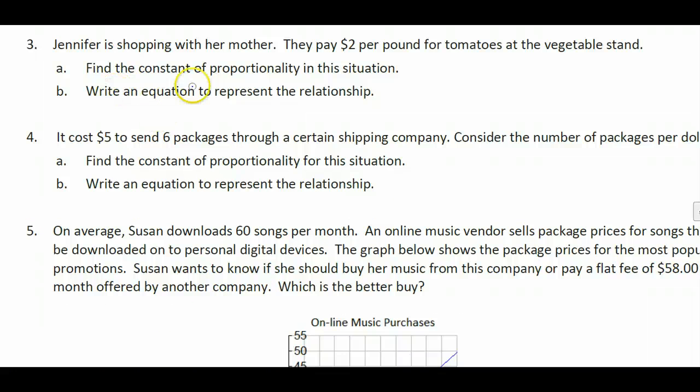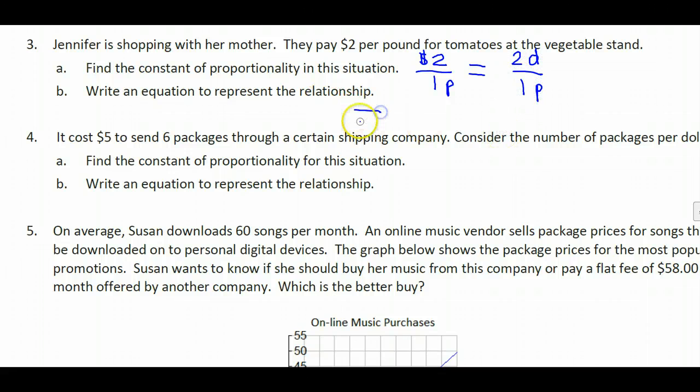Okay, moving on. Jennifer is shopping with her mother. They pay $2 per pound of tomatoes. $2 for every 1 pound. Normally we don't use dollar signs as variables, so I'm going to change this to D, for $2 for every 1 pound.